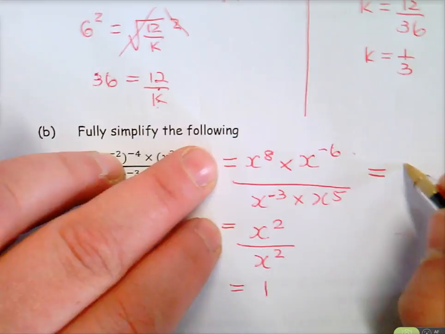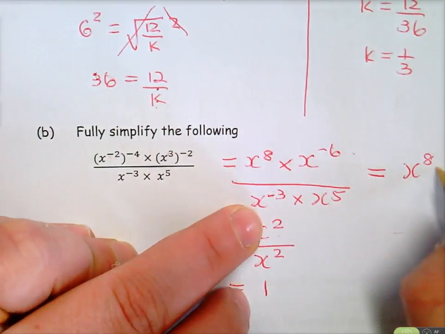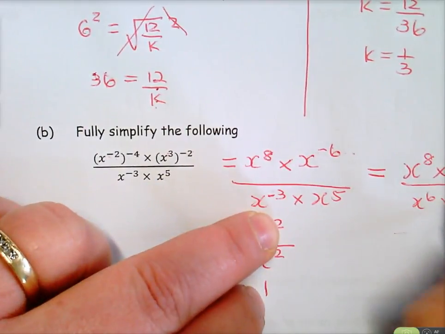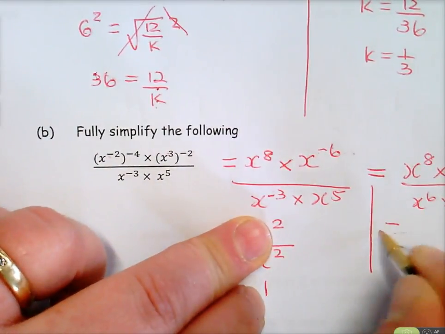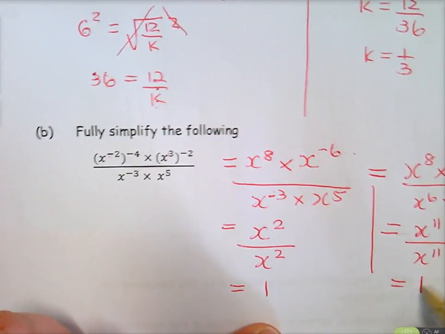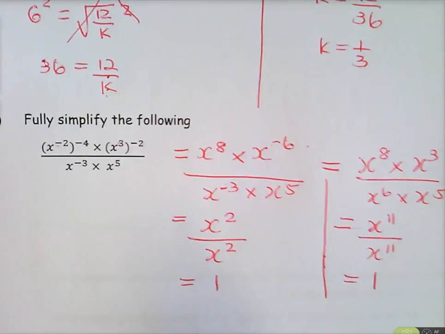Index laws, some other people did this. They didn't want the negative power here or there, so they put the x cubed at the top and they put the x to the 6 on the bottom. That's fine. That's fine as well. Equals x to the 11 over x to the 11, which is 1. That's fine. Okay, sorry, you can't see it.